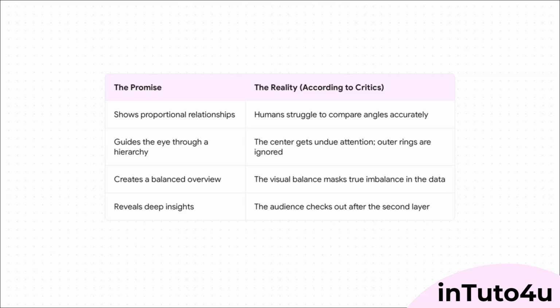But the reality is our brains are just awful at comparing the size of angles. It promises to guide your eye from the big picture to the details, but what really happens is the center gets all the attention, and those outer rings where the really juicy insights might be, they get completely ignored. And that beautiful balanced look can totally hide a massive imbalance in your data, making a tiny sliver look way more important than it actually is.